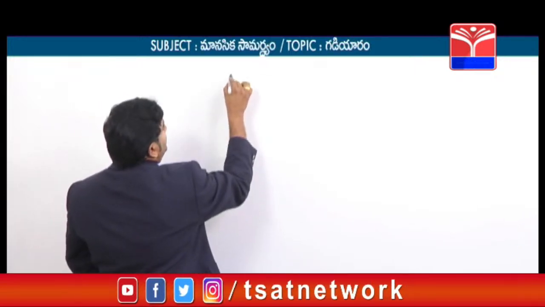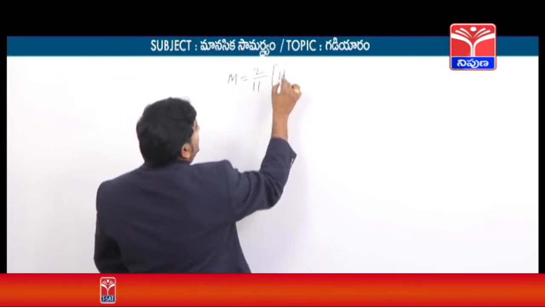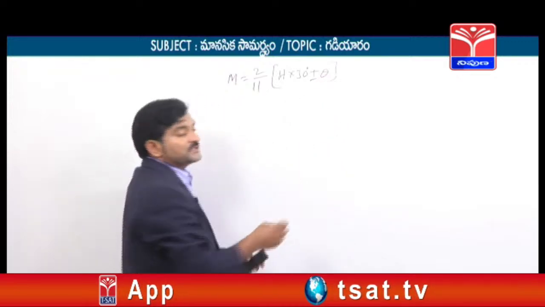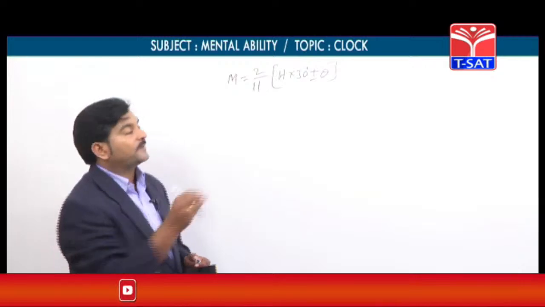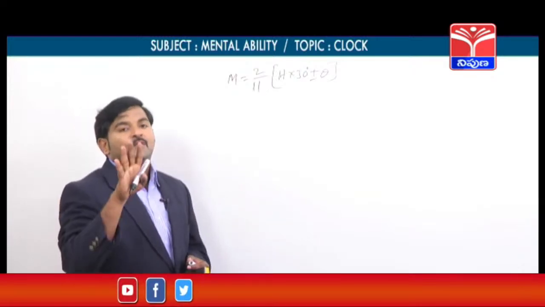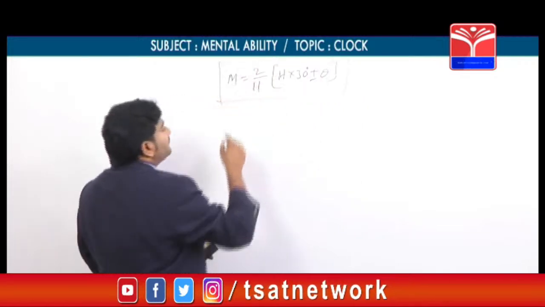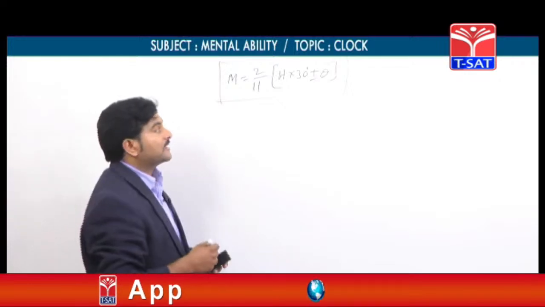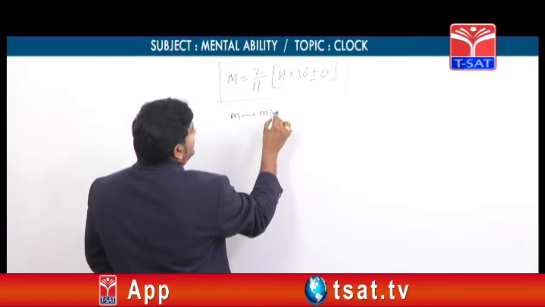So let's say the formula is m is equal to 2 by 11 into h into 30 degrees plus or minus theta. By using this formula, we can find out any type of question. There are only 5 types in clocks. Out of 5 types, 4 types can be solved only by using this simple formula, that is m is equal to 2 by 11 into h into 30 plus or minus theta. Here we will talk about m. Here m means minutes.